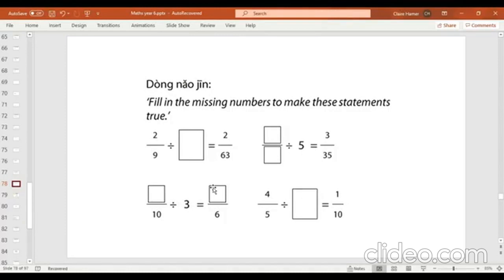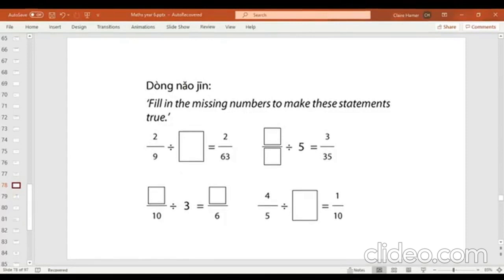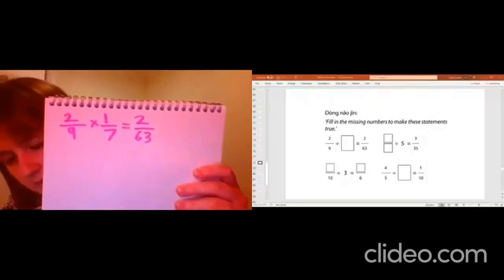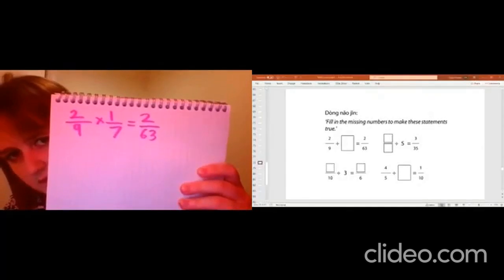When you divide by 7, it's the same as multiplying by 1/7. Let me just check. Do I actually get 2/63? You check as well. I'm going to show you my workings. Here we go, have a look. Did you get the same? Yeah, it works. So look at the next one now. See if you can do that one.